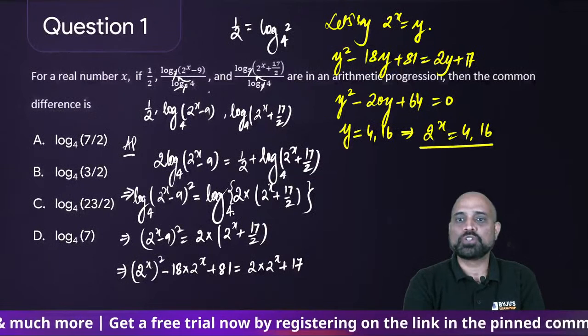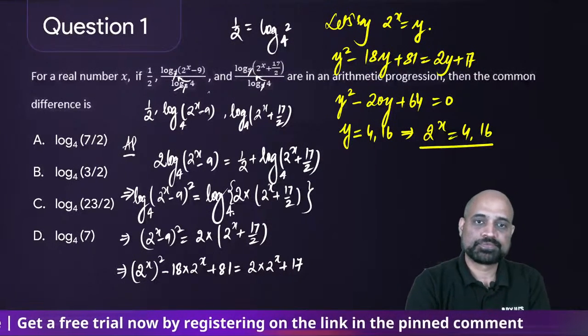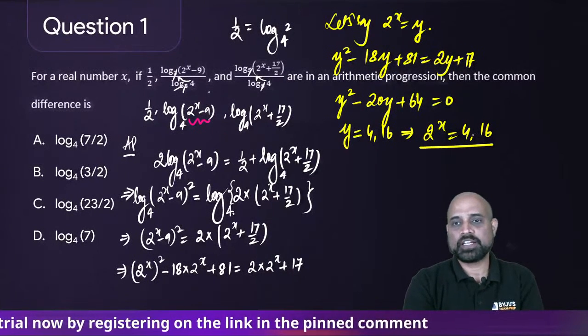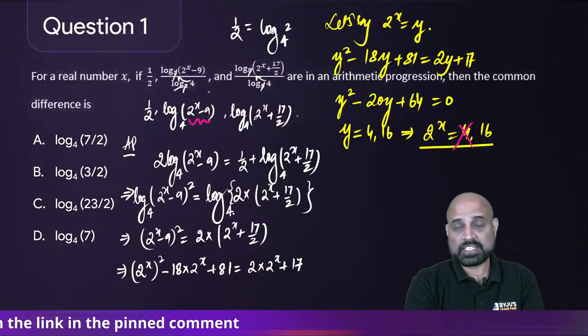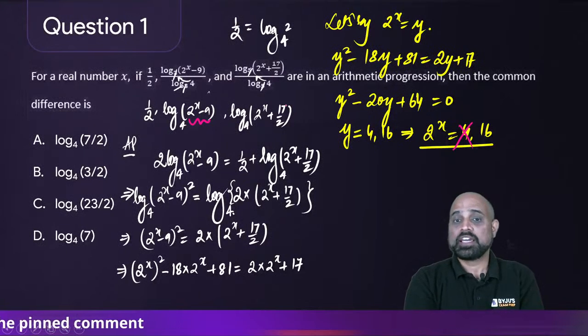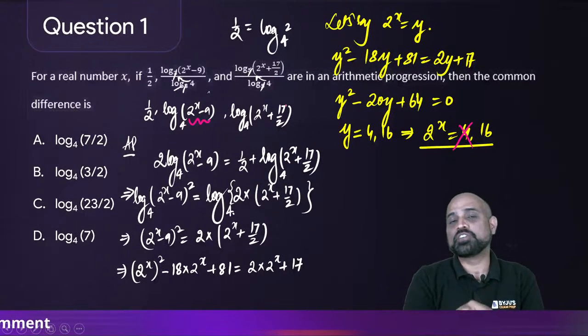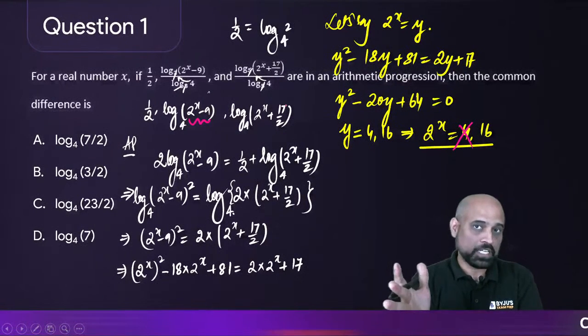Now if I put 2^x equal to 4, you will realize that this will turn out to be negative. So we can't take 4. We can take 16 now. 16 is allowed, no problem. If 16 is there, then what is the common difference? That is what they're asking. They're not asking us the value of x.